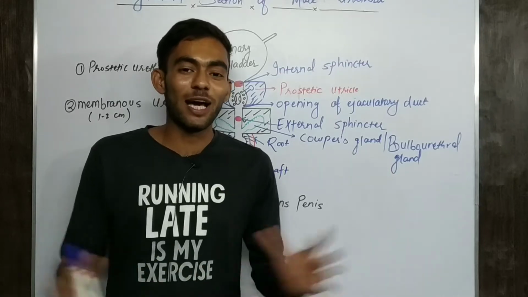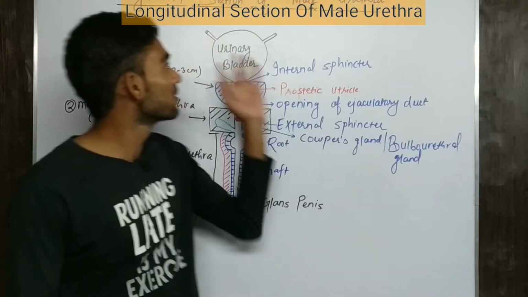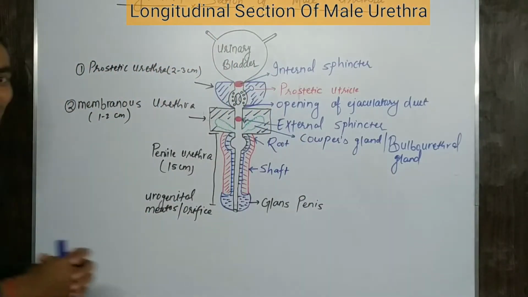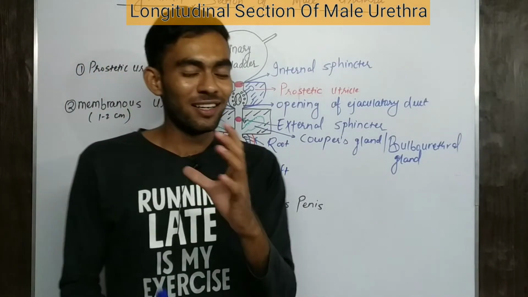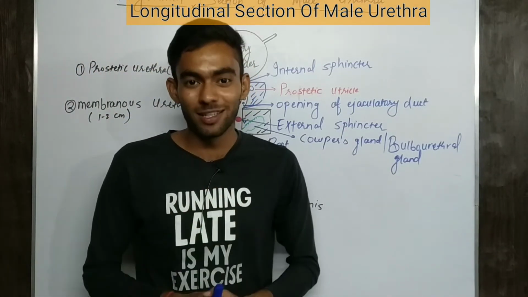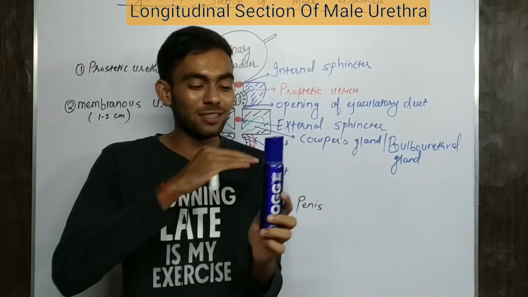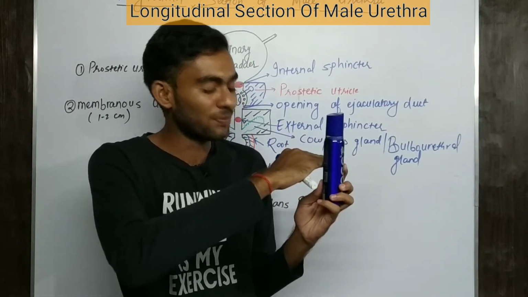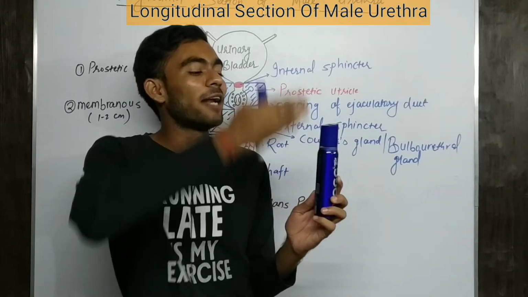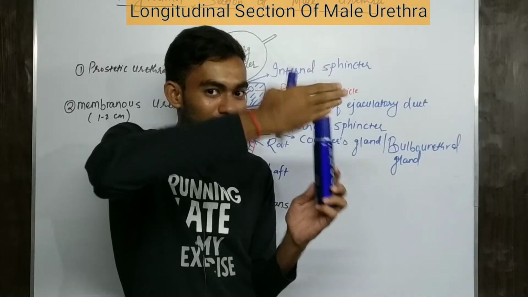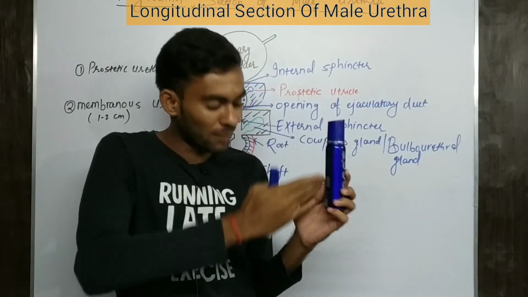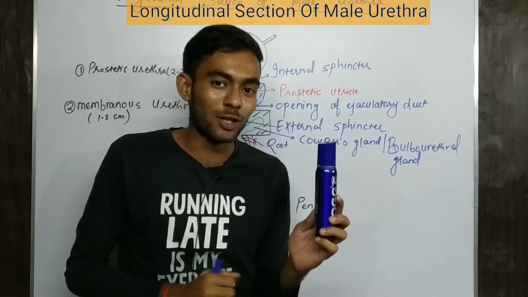So guys, today we have one more interesting topic that is called longitudinal section of male urethra. Let's understand what is the longitudinal section. Suppose that this is a food master, and if we cut this in this way, this will be called transverse section, and if we cut it in this way, right from the top to the bottom, then it will be called the longitudinal section.